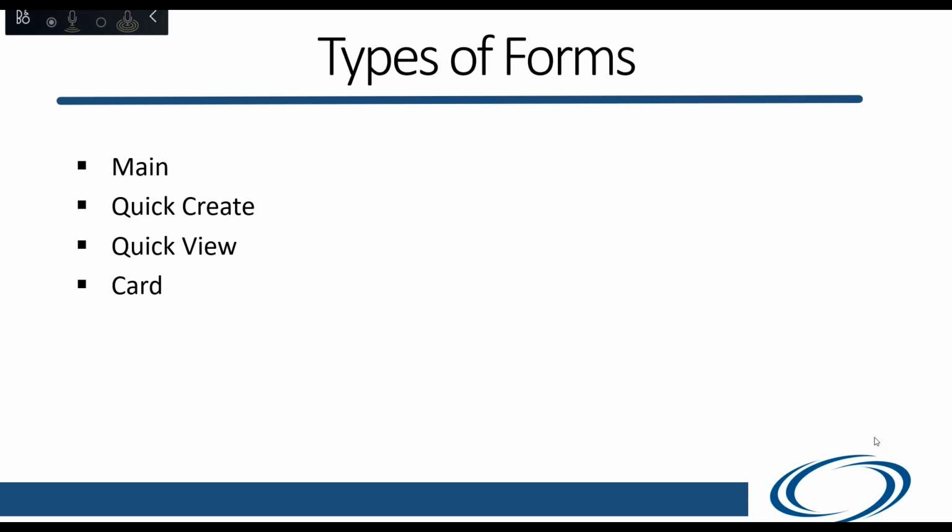The quick view form can be placed within a long form, and it displays additional data for a record that's referenced by a lookup field. And then the card presents information in a compact format, and that's suitable for mobile devices. It's used in user interface views within those apps. We won't spend too much time looking at the card today. We're going to focus on the other 3 types of forms.